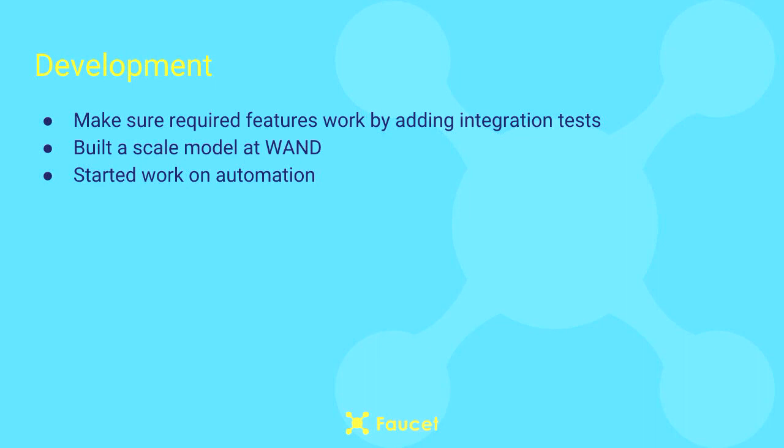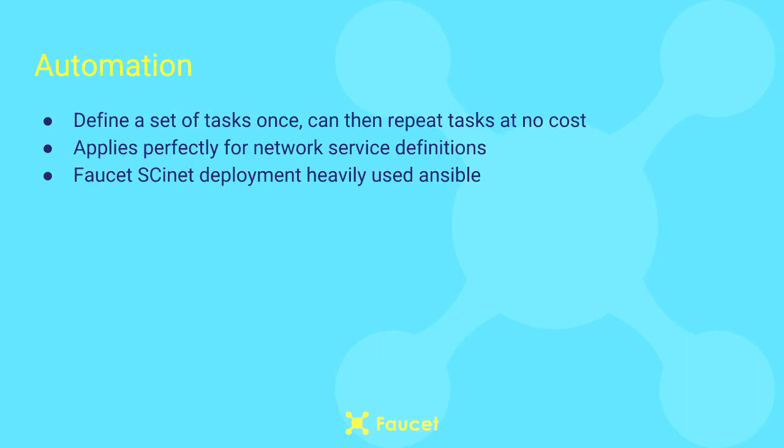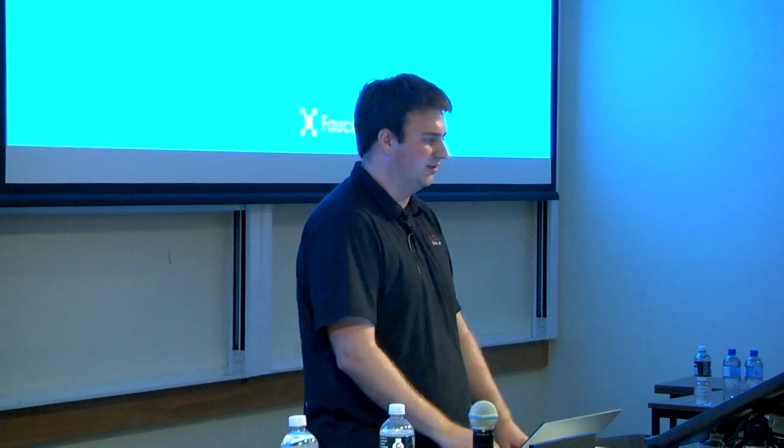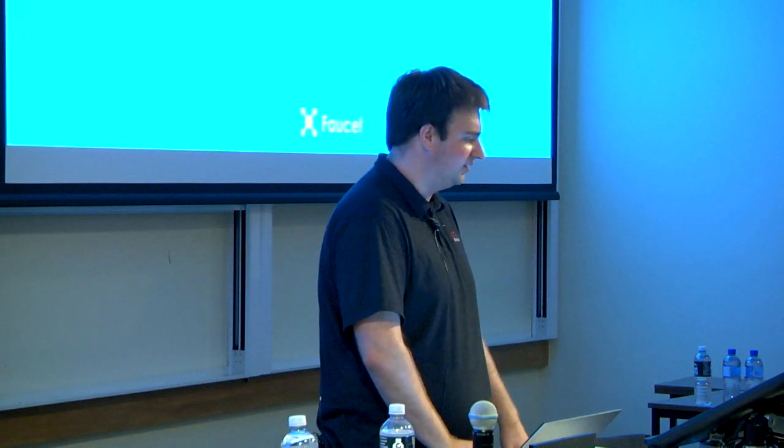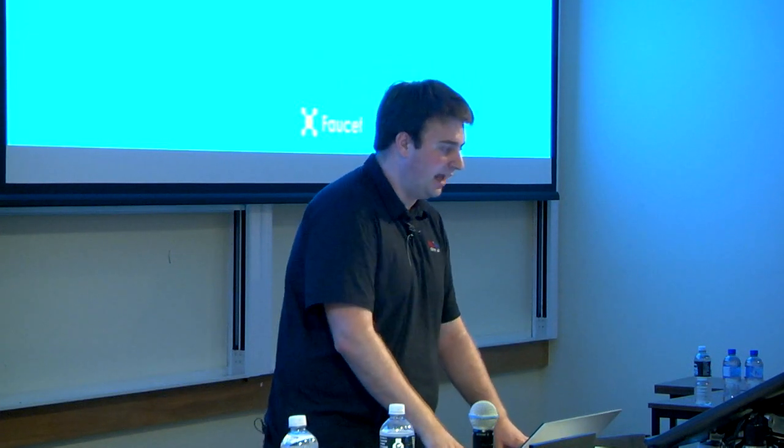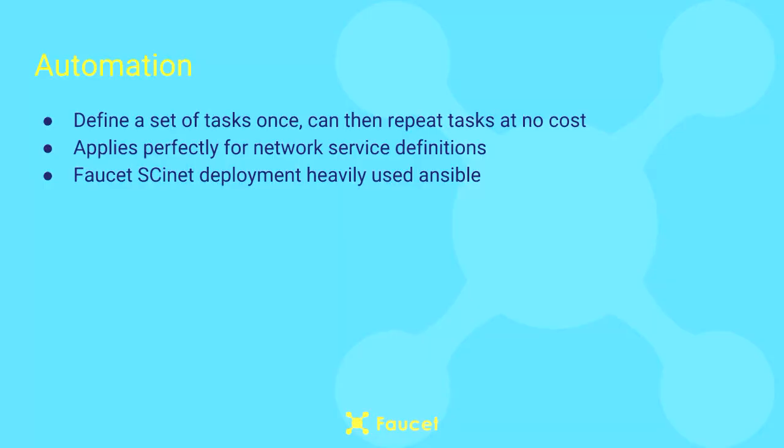Then we started to work on the automation. Automation is really great for networking. It lets you define a set of tasks once, and you can carry that out infinitely for no cost, which is absolutely brilliant. It applies perfectly to network service definitions. If you've got a bunch of ways of handling customers, you throw this into automation, and you can spit it out every time a new customer comes. We used Ansible in particular, heavily, for our deployment to make our lives a lot easier.